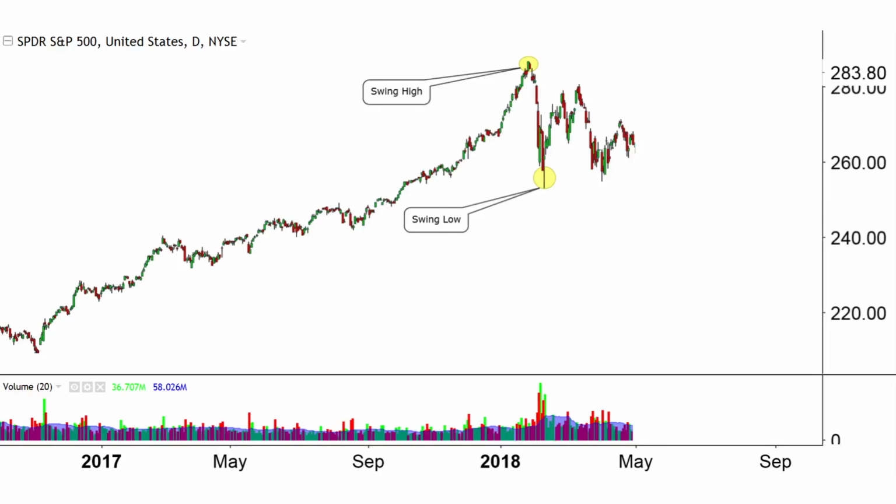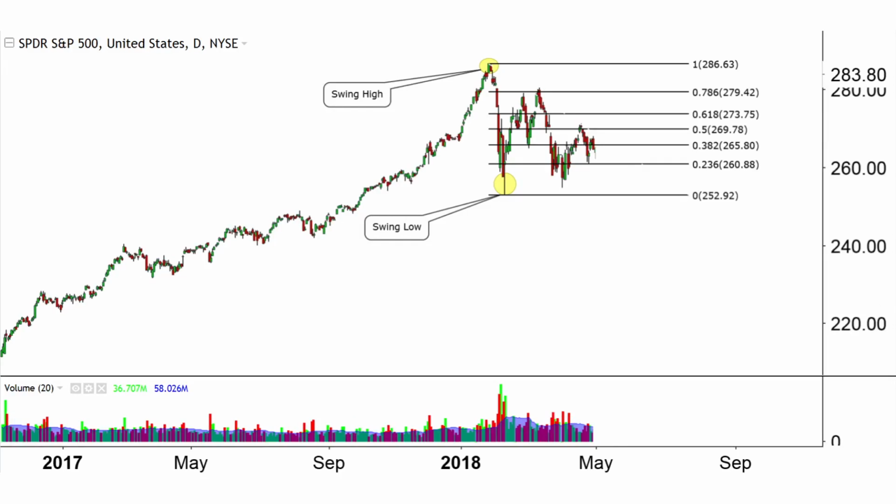Step 1. Find a clearly defined swing high and swing low. Step 2. Draw your fib by connecting these two swing points. In most all charting programs, you will click and hold the first swing point. Here it is the swing high at 286.63. Then drag down to line up the fib with the other swing point.